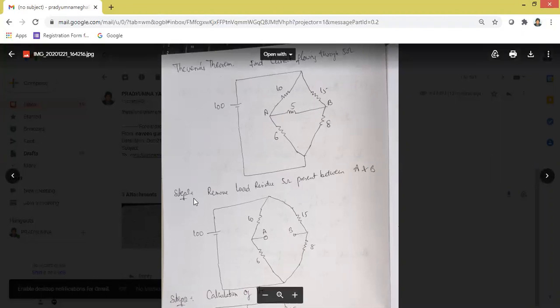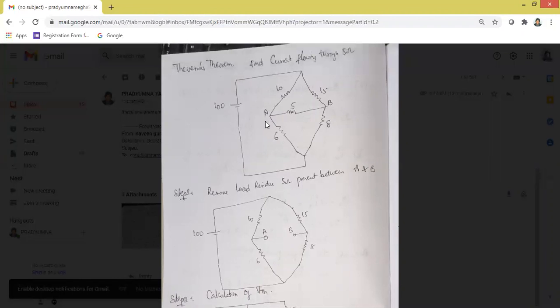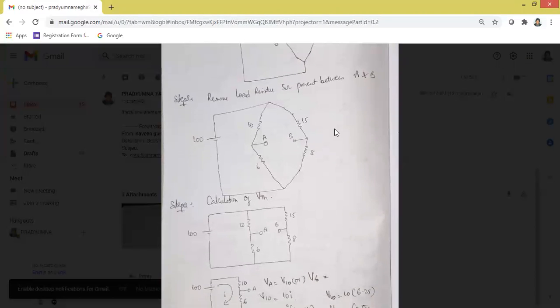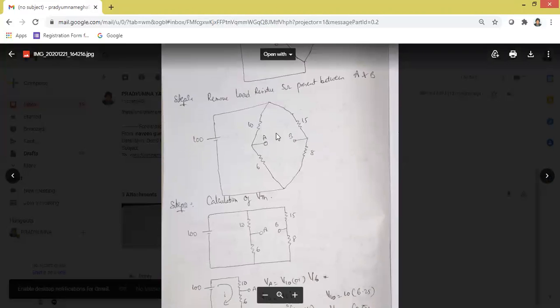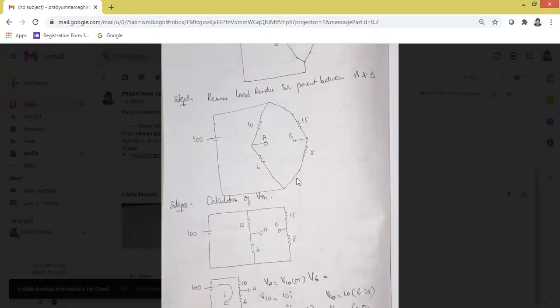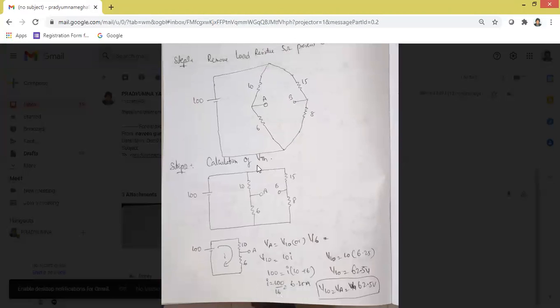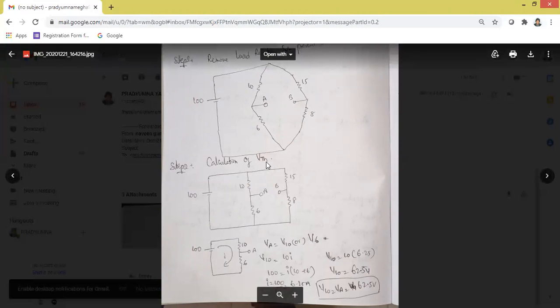So step 1 in Thevenin's theorem is to remove the load resistor present between the terminals A and B. For each step, we are supposed to represent the new circuit formation in a diagram. We have removed the load resistor, which is 5 ohms, present between A and B. Redraw the circuit. Now, step 2 is the calculation of Thevenin's voltage, which is VTH. To calculate it, let us redraw the circuit in a convenient manner.